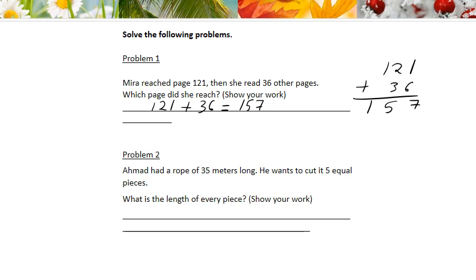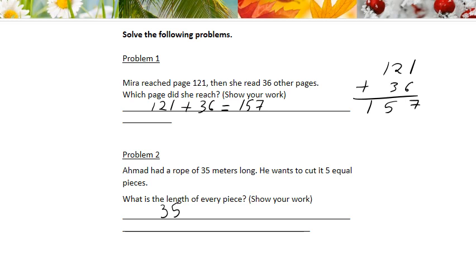Okay, Ahmed had a rope of 35 meters long. He wants to cut it into 5 equal pieces. What is the length of every piece? So here you have to use division. You divide it into 5 equal pieces. You have to give me the measurement of each piece. So here we have to use division because you divide it into 5 equal pieces.